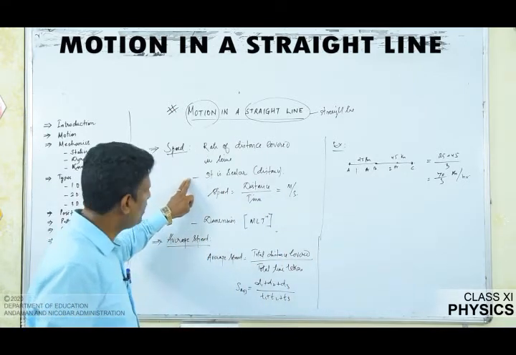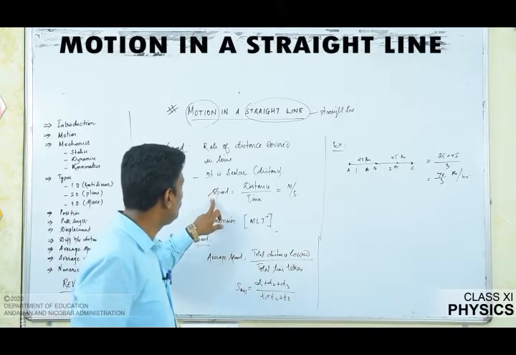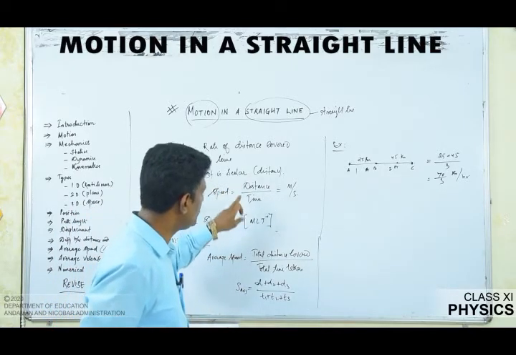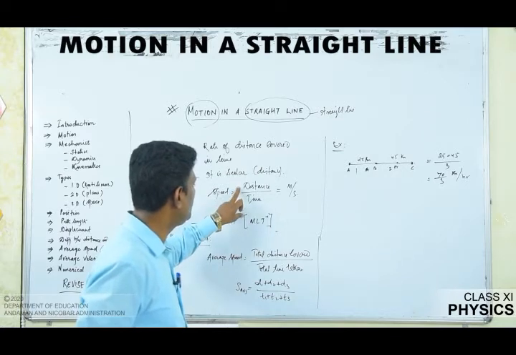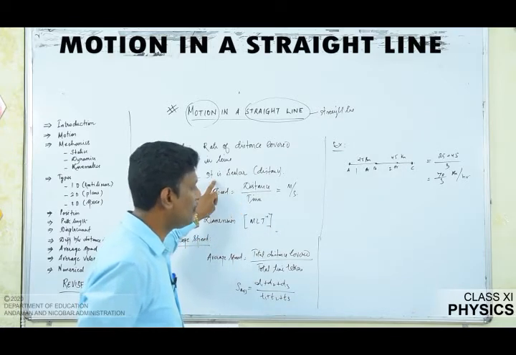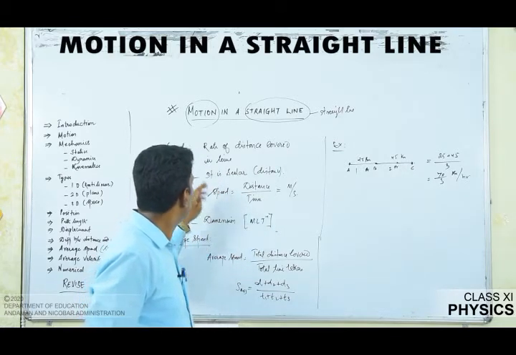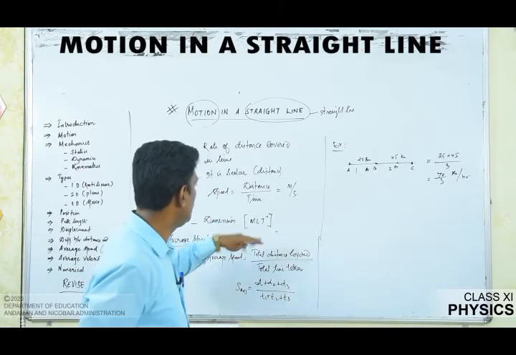It is a scalar quantity. Why? Because the formula is speed equals distance by time, and we know that distance is a scalar quantity. So, the speed is a scalar quantity.